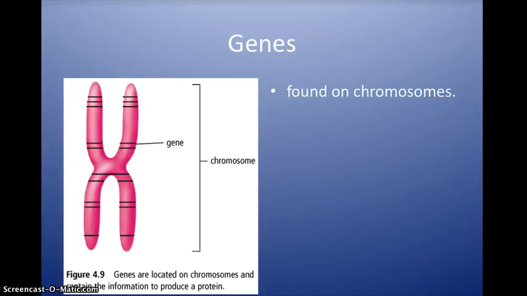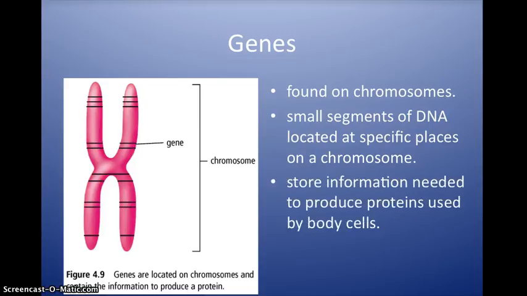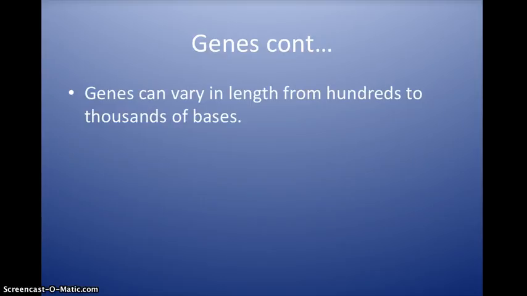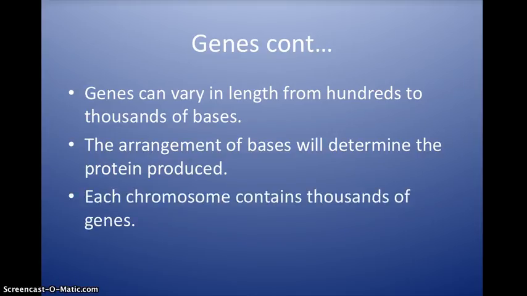A gene. A gene is found on a chromosome. Small segments of DNA are located at specific places on the chromosome. The genes store the information that's needed to produce proteins that can be used by body cells. How many genes do you think would fit along a chromosome? Genes can vary in length from hundreds to thousands of bases. The arrangement of those bases will determine exactly which protein is produced. And each chromosome contains thousands of genes.